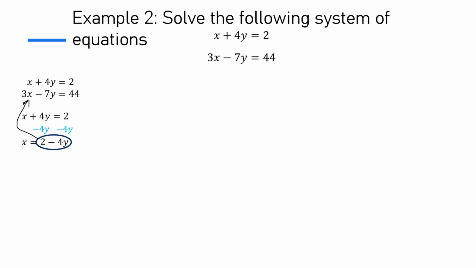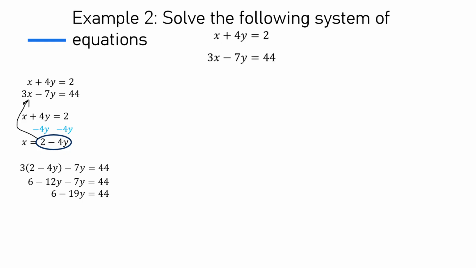Then we can take that expression, which equals x, and substitute it in to find out what y is. Again, when we substitute, we should always use parentheses. So when I rewrite this, we have 3 times, instead of x, 2 minus 4y, minus 7y is equal to 44. Then we can distribute the 3 to the 2 and the 3 to the minus 4y, and we'll get 6 minus 12y minus 7y is equal to 44. We notice we have like terms in the minus 12y and the minus 7y. So we can combine those, and that'll give us 6 minus 19y is equal to 44.